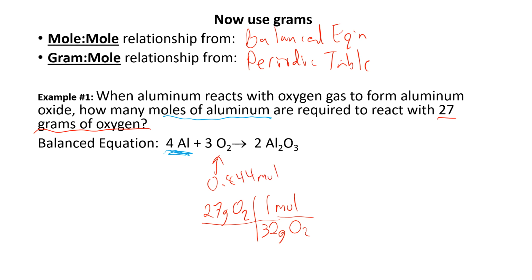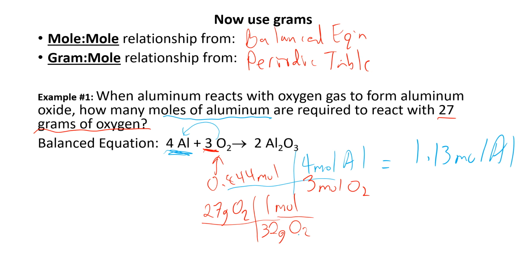moles of oxygen. And now we need to use the balanced equation to convert that moles of oxygen into moles of aluminum. So the 0.844 moles of oxygen, we need to change into moles of aluminum. And to do that, we will then know that there's 4 moles of aluminum for every 3 moles of oxygen. And we get that from the balanced equation right here. So this and that one over there. And that gets us to 1.13 moles of aluminum.